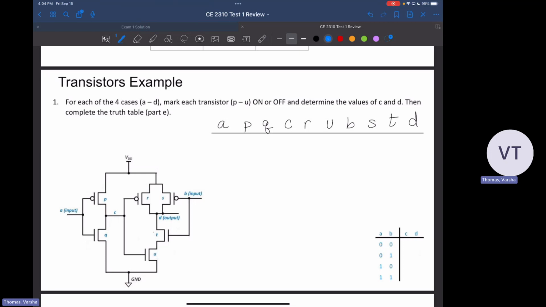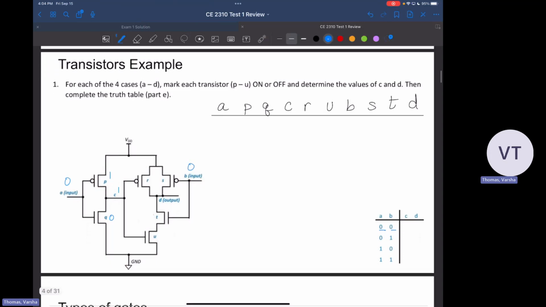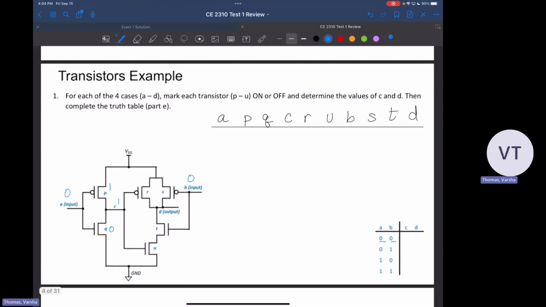And then for an input, if A is 0 and B is 0, I'm going to put 0 over here, 0 over here. We're going to work through this circuit from left to right to assign values to each of your inputs. So when A is 0, P is on, Q is an N-type, so it is off. The value at C is going to be 1 because you've got switch P that's turned on, so it has a path from power. When C is 1, R over here is a P-type transistor, so it's going to be off, 0. U is an N-type, so it's going to be on because it's received the value of 1.